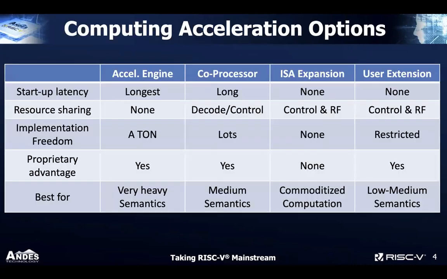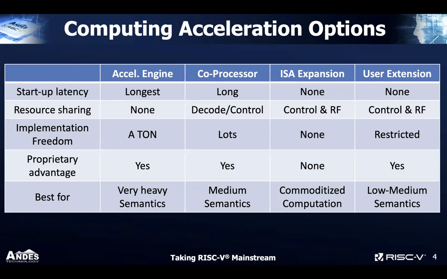Well, there are 4 ways to accelerate computing on a chip. The first way is to create a custom acceleration engine that could take the heavy-duty processing off. It's custom, so you have lots of implementation freedom, but it does take a while to create a standalone processor, a coprocessor engine.